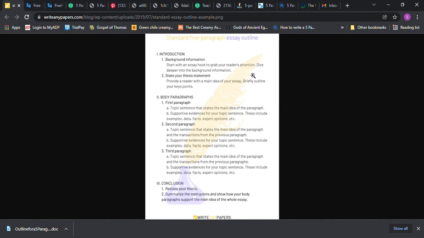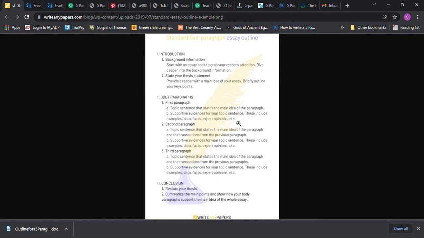Now, see, it doesn't show like the other ones did, how we did that first sentence and second sentence and third sentence, or the first topic, second topic, or third topic, and then we put those into that paragraph. But it does give you information about writing an essay. It says provide a reader with a main idea of your essay, briefly outline your key points, and then it talks about restating your thesis, summarizing the main points, and showing how your body paragraphs support the main idea of the whole essay.